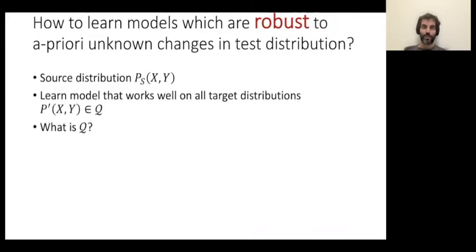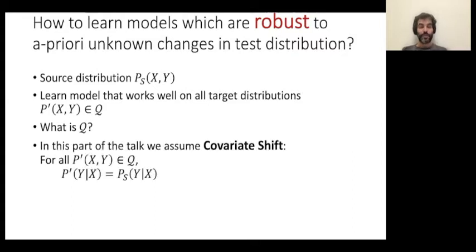But one thing we already assume for this first half of the talk about Q is the assumption known as covariate shift. So we assume that for all distributions in Q, the conditional of Y given X is the same as in our source distribution P_S. Okay, so the conditional of Y given X does not change. The only thing that might change is P of X. And we'll restrict Q a bit more soon.